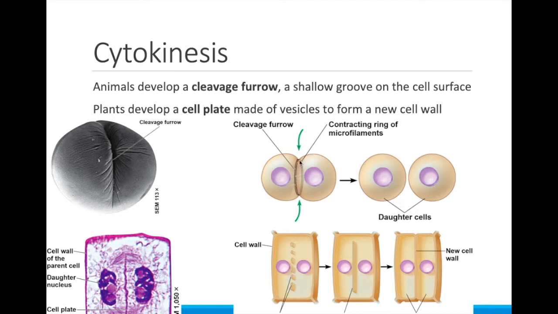What's really happening is there's a ring of microfilaments surrounding the center of the cell, and they just get smaller and smaller and tighter until it pinches the cell into two separate cells.